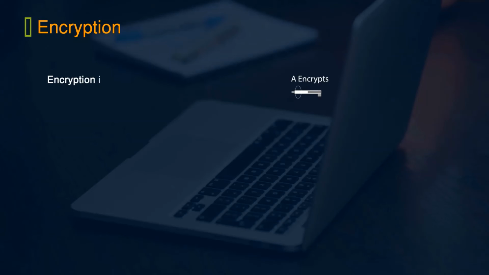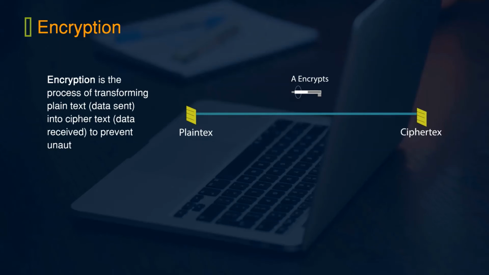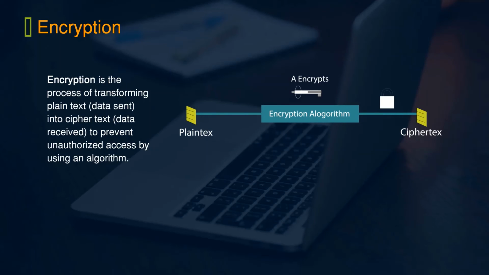Encryption is the process of transforming plain text data sent into ciphertext data received to prevent unauthorized access. This is done by using encryption algorithms such as the Rivest-Shamir-Adleman algorithm. Encryption is done by using an encryption key based on which plain text is converted into ciphertext. The purpose of data encryption is privacy. Encryption is needed to protect the data confidentiality as it is stored on the internet and during transmission.